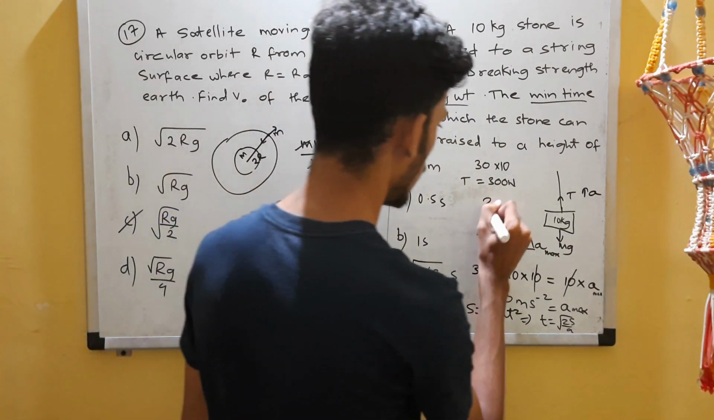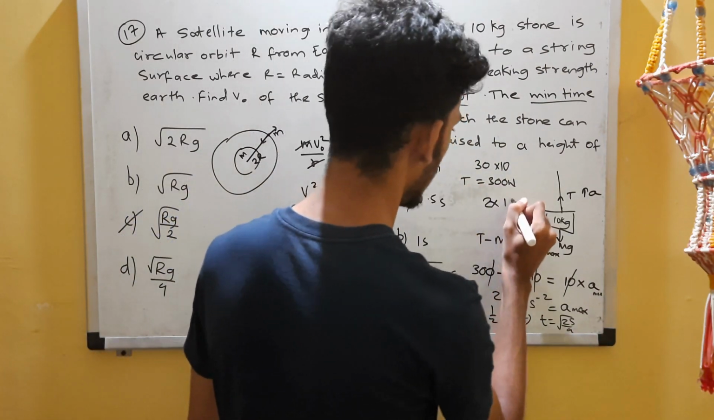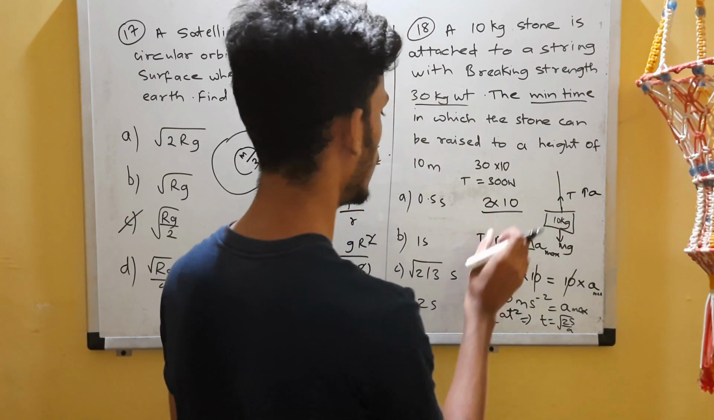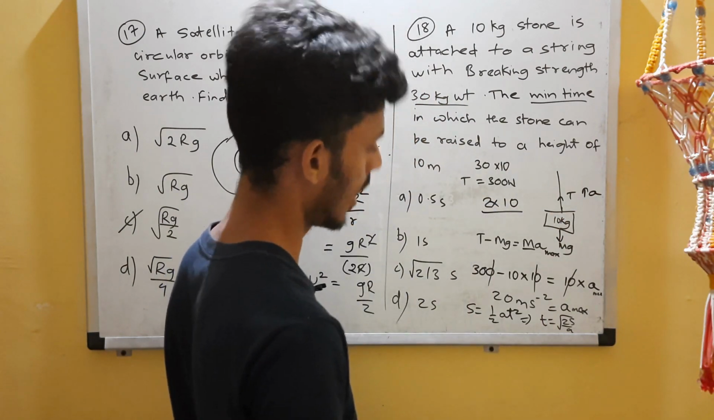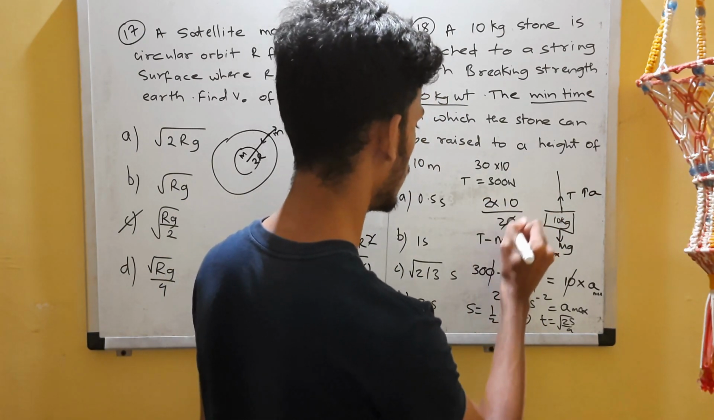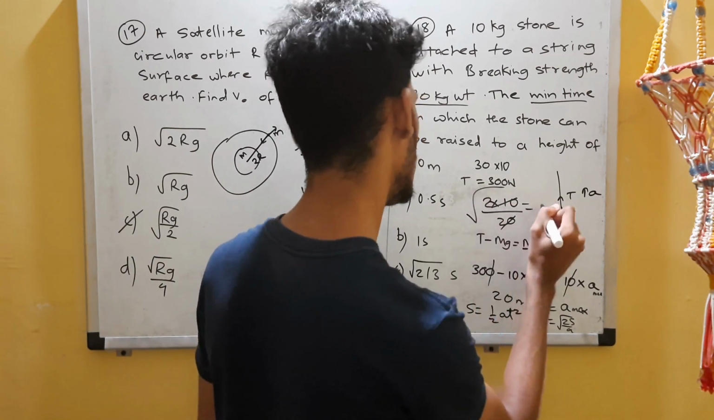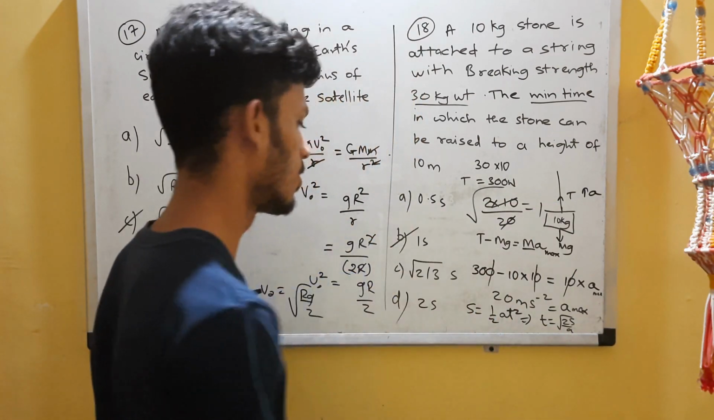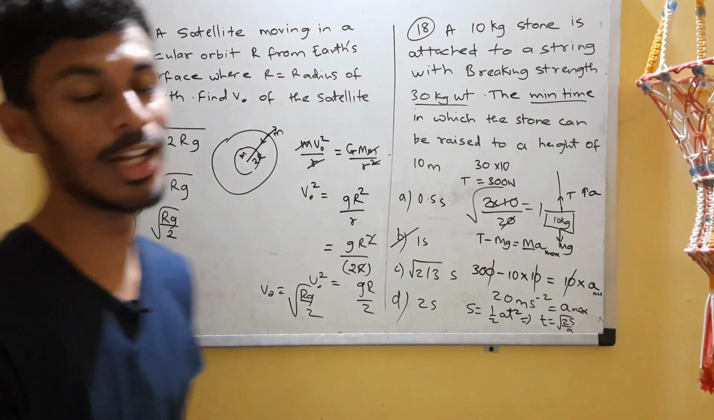So what is that? 2 into s. S is a distance of 10 meters, height of 10 meters, and by a, acceleration is also 20. Nice. So this and this will get cancelled. Under root doesn't matter, 1. Okay, so option B, 1 second, is the correct choice over here.